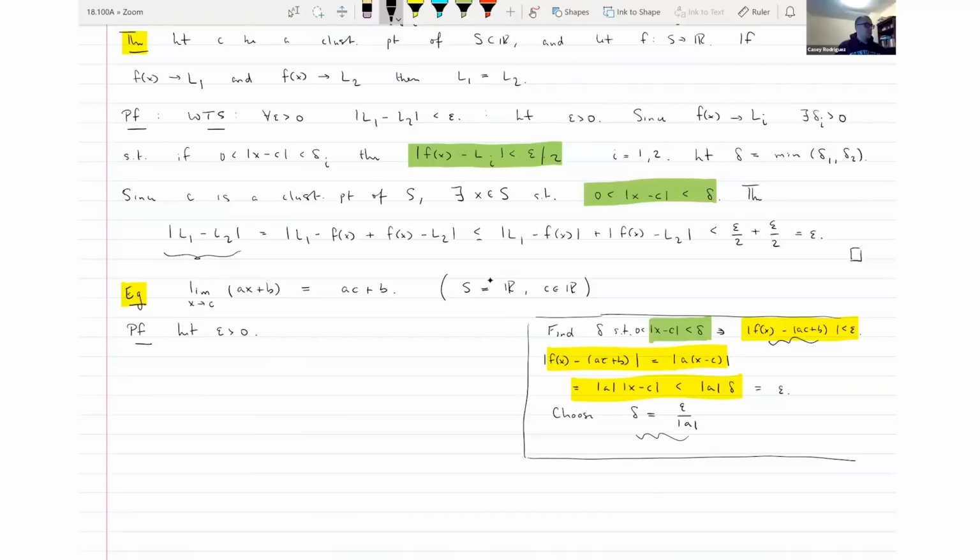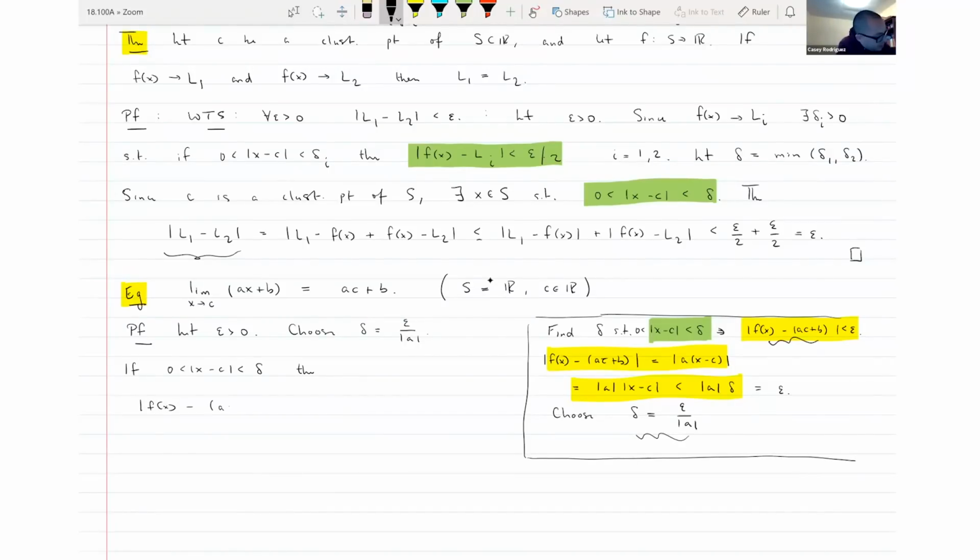But this is a choice, okay? So let epsilon be positive. Choose delta to be epsilon over absolute value of a. If absolute value of x minus c is less than delta, then, and when you write the proof, it's essentially a rehashing of the best parts of your computation.